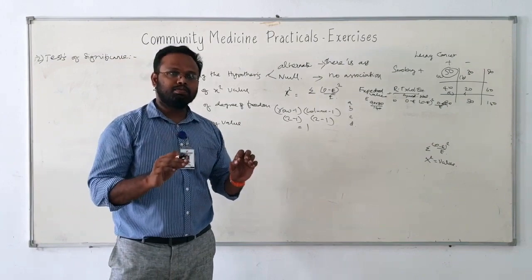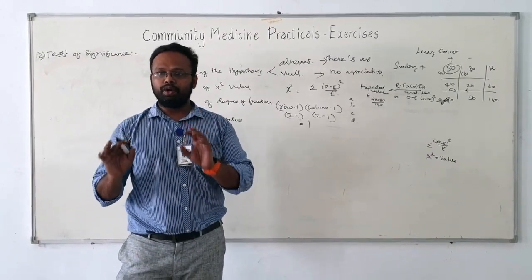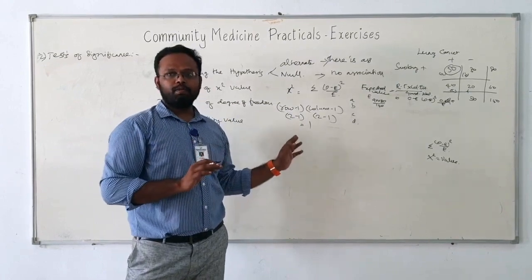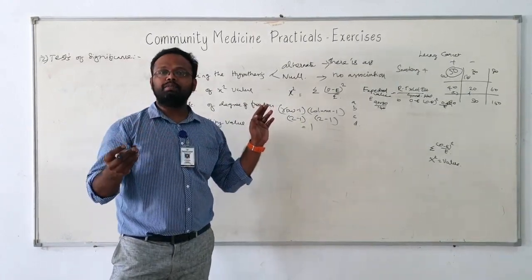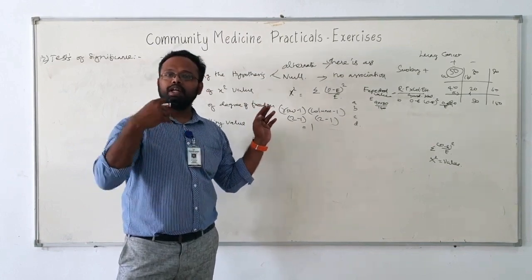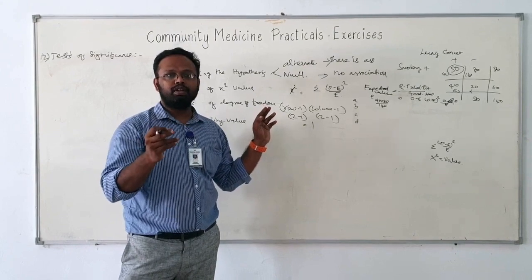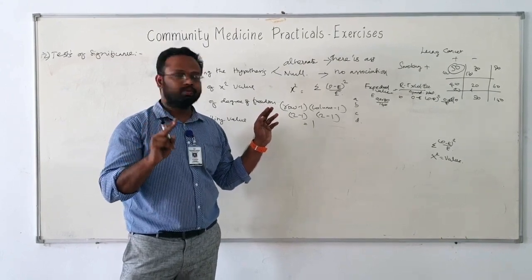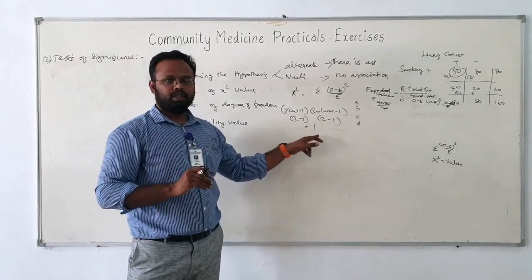So in exams, most commonly you will get only a 2 by 2 table. So that degree of freedom will be 1. If in case it is 3 by 3 then it will be 4. 3 by 2 means 3 minus 1 into 2 minus 1, which will give 2. Degree of freedom will be 2. So here most commonly in your exams you will get 1.